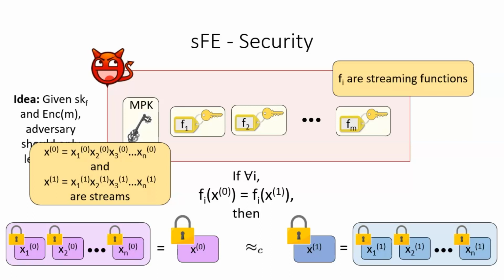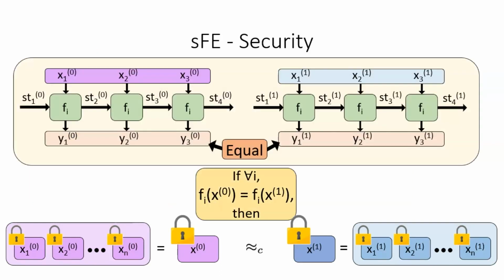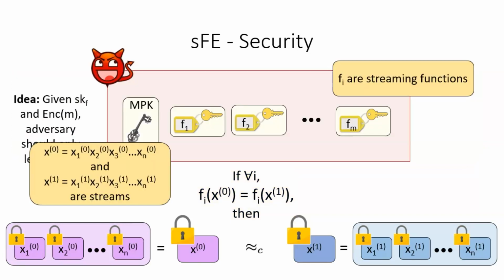So then what do we mean by the requirement that f of stream X0 equals f of stream X1? Well, as a reminder, we mean that all the Y output values generated by the iterative process are the same. So the intermediate states may differ, but if you were to compute the streaming process, you would get the same Y values. And if this holds, then we say it's secure if the adversary can't tell whether they got an encryption of X0 or X1. So again, this is the same definition, except with some notational changes.